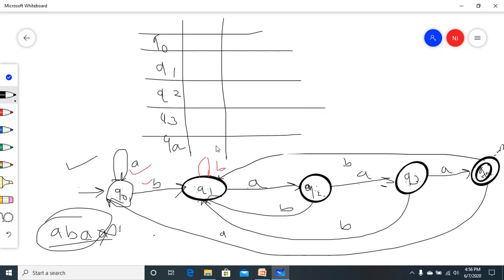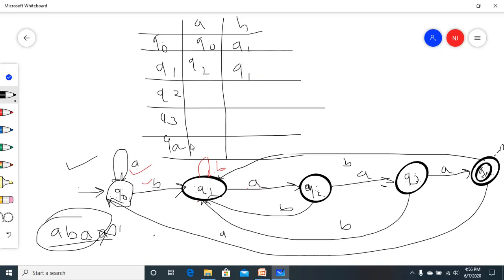Okay. And which are the two inputs? A and B. Okay, we are in Q0 state and we use input A, then we remain in that state only. We are in Q0 state, we read B, then we have to transit from Q0 to Q1. We are in Q1 state, we read A, we have to move to Q2. We are in Q1 and we read B, we remain in that state only.